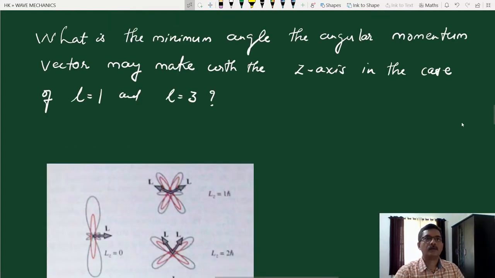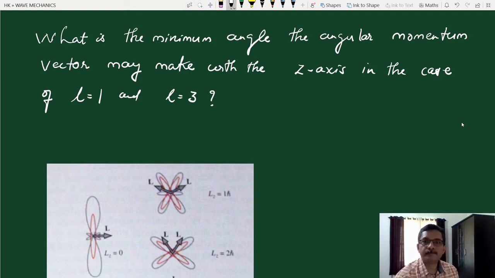Okay, consider this problem. What is the minimum angle the angular momentum vector may make with the z-axis in the case of L equal to 1 and L equal to 3? Two different angular momentum states. You can see that the angular momentum state is increasing. So we want to see what is the trend in this angle.